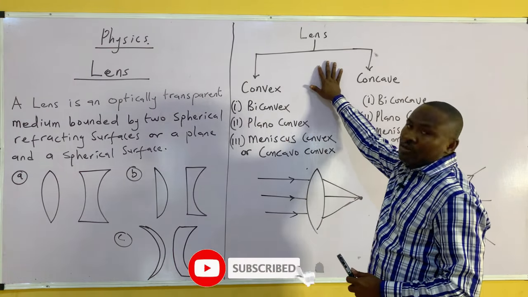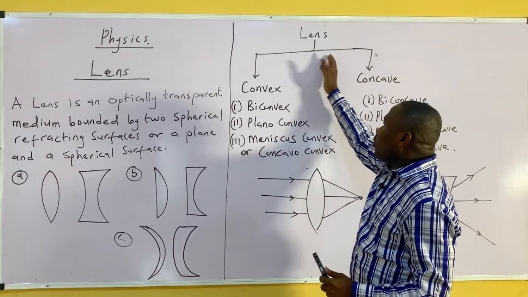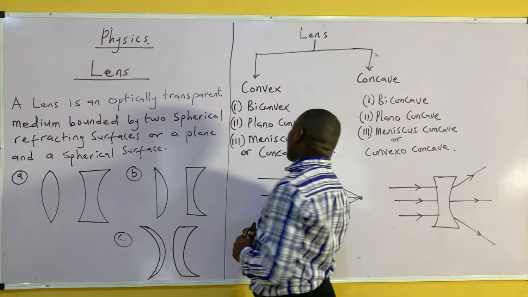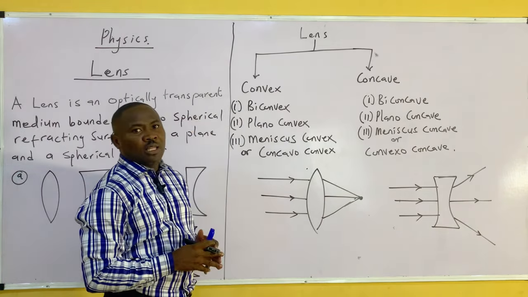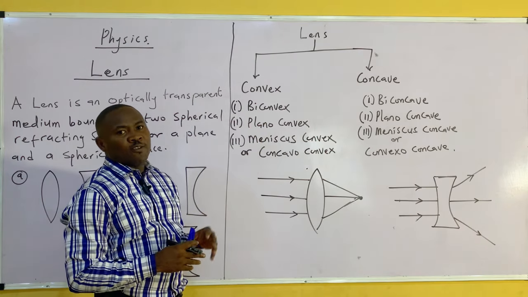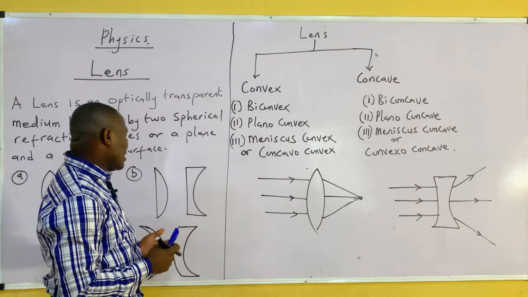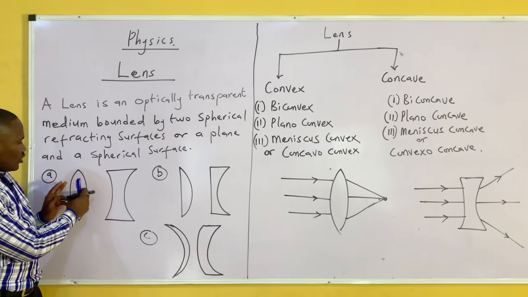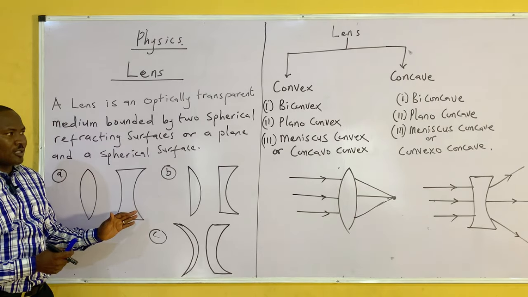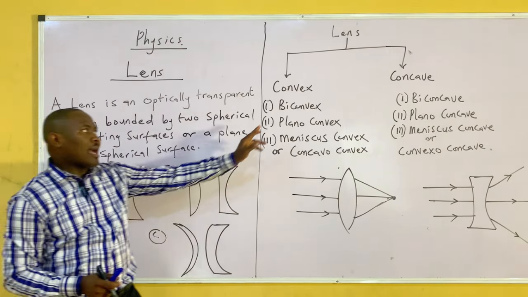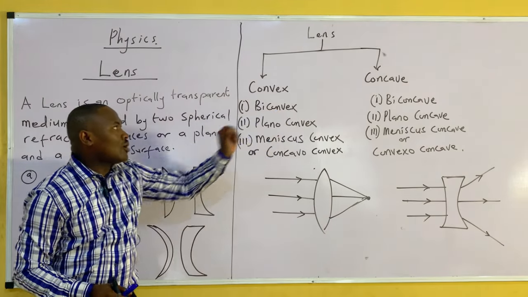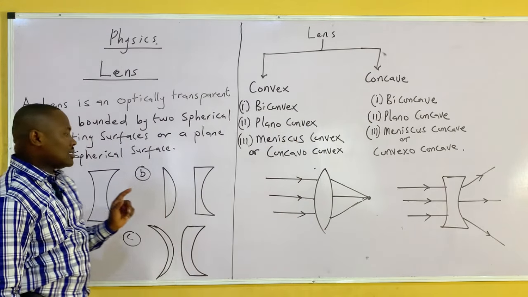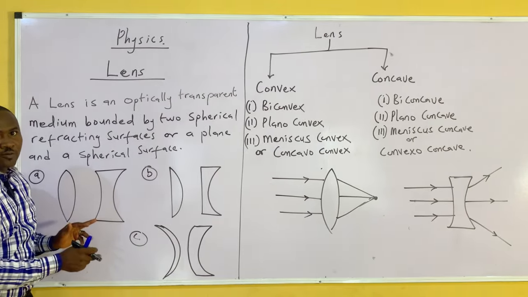Now you see we have two types of lens generally. One is called the convex lens and the second is called a concave lens. Under a convex lens, we have the biconvex. Biconvex lenses are lenses that have two spherical surfaces. So it's either a biconvex lens or a biconcave lens. So bilenses are lenses with two spherical surfaces.